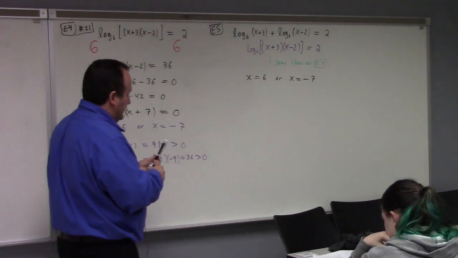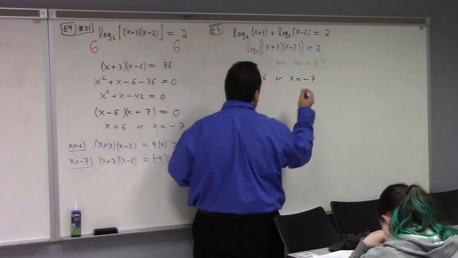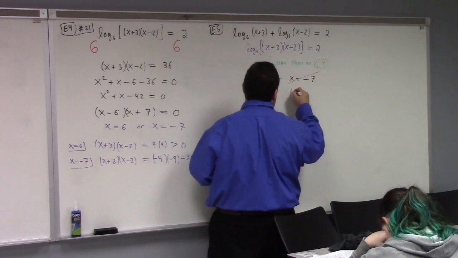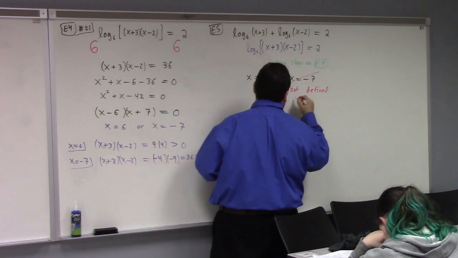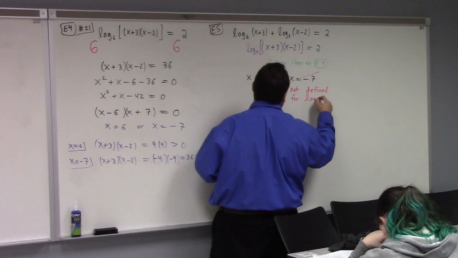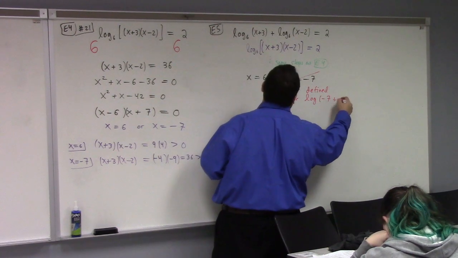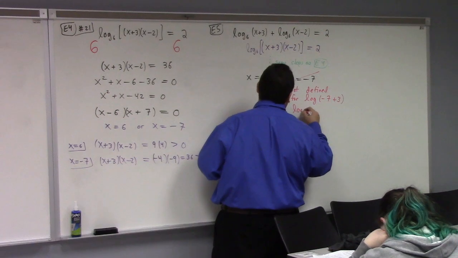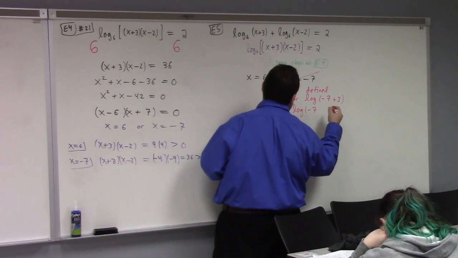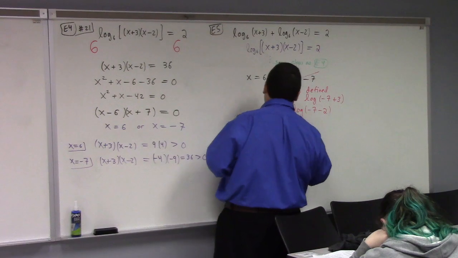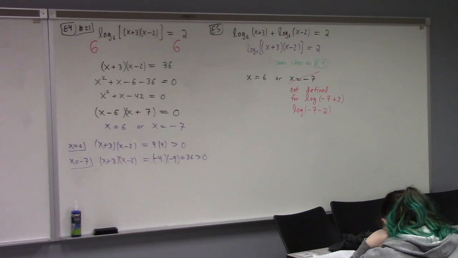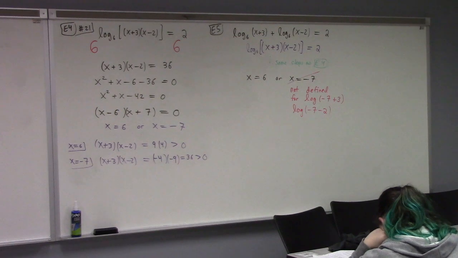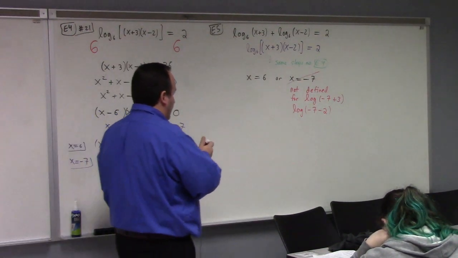I have to give this solution the boot. Nope, that is not defined for log of -7 + 3. It only has to break one of them, it doesn't have to break both, but this breaks both. We have log of a negative number, and you cannot take the log of a negative number. So my example 5 has just one answer. -7 is an extraneous solution there, and the answer is just 6.